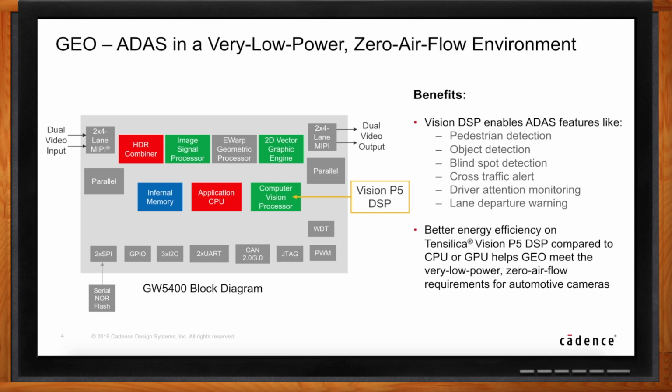The reason they want low power is that their product will be used close to the camera in what you call a zero airflow environment. And because of the zero airflow environment, it has to be low power. This is the main reason they are using our Vision P5 DSP. So it needs to be low power because of low cooling.